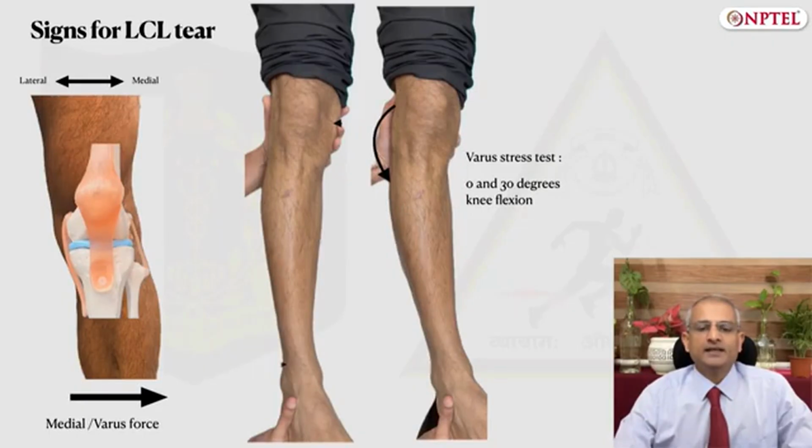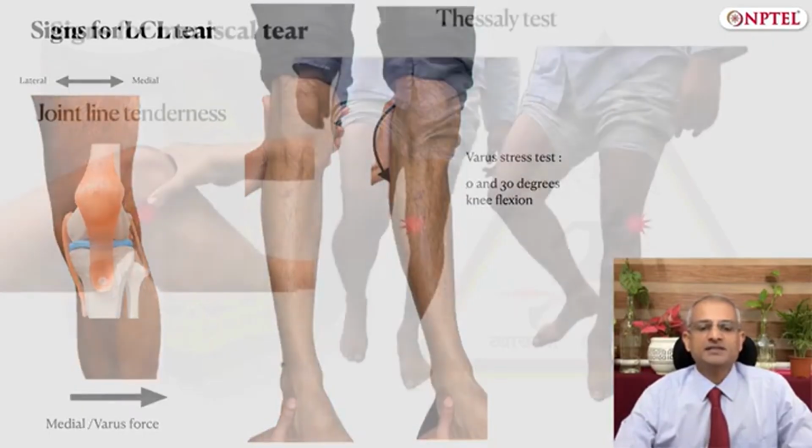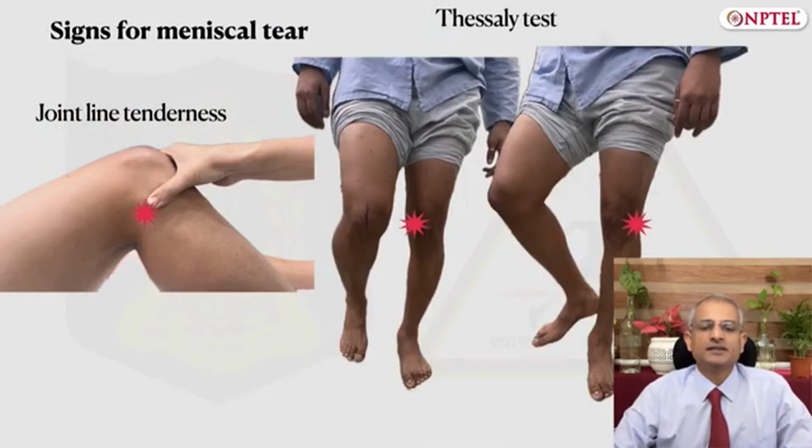For the menisci, the commonly performed tests are the joint line tenderness, the Thessaly, and the McMurray's test. Out of these, the medial and lateral joint line tenderness is the most sensitive and most consistent test, and it can tell you the location of the tear as well, whether it is in the anterior horn, the body, or the posterior horn, depending on where the tenderness is.